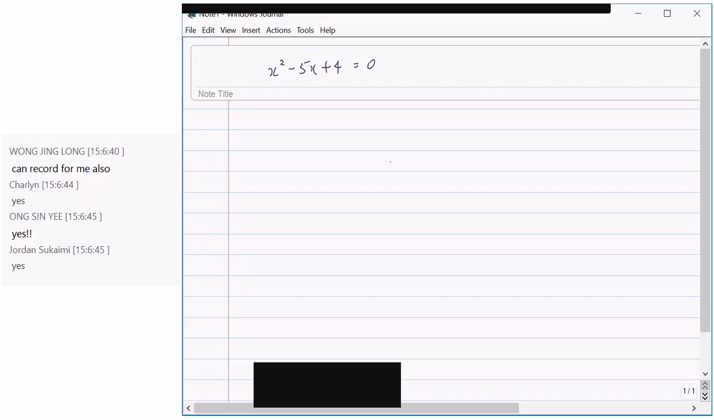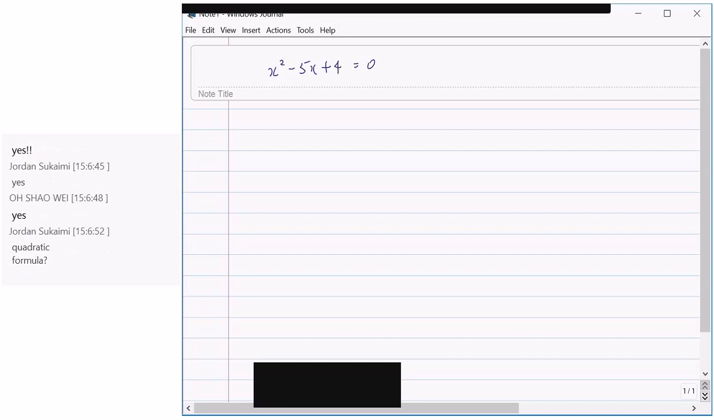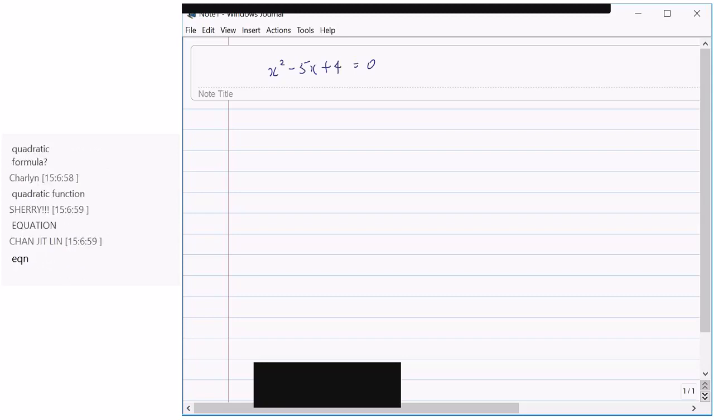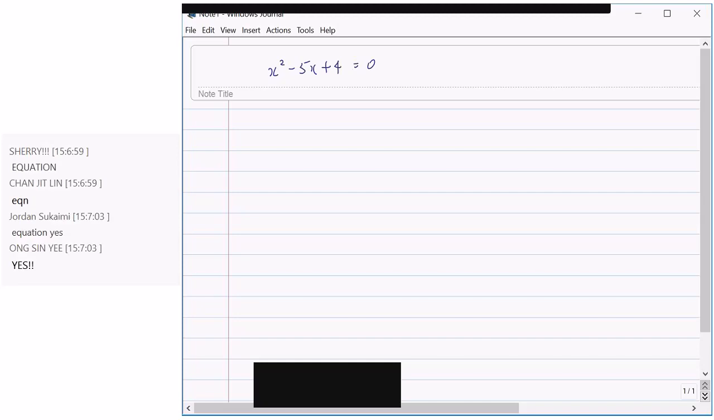Okay, so what do you call this? Quadratic what? Quadratic equation. This is called a quadratic equation because you have a quadratic form and it's equal to 0. Can you tell me how will you solve this? What will you do to solve?